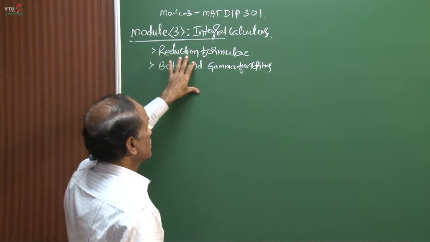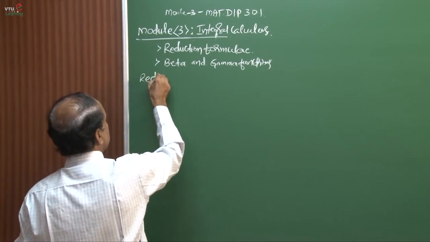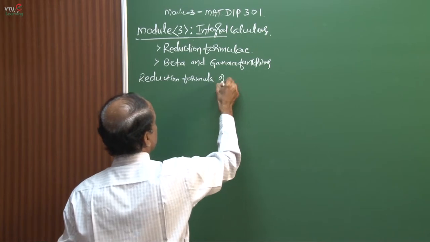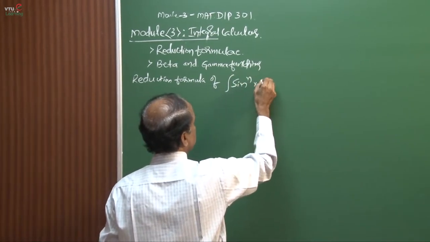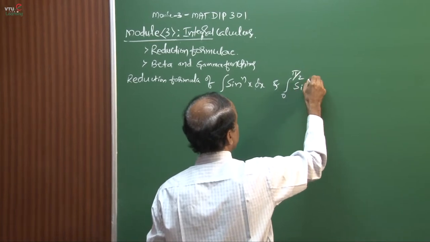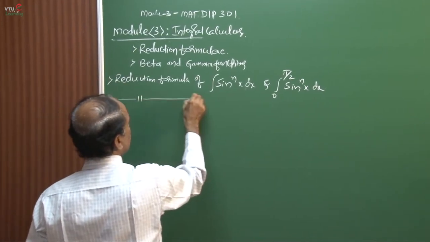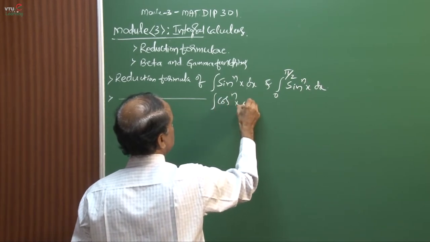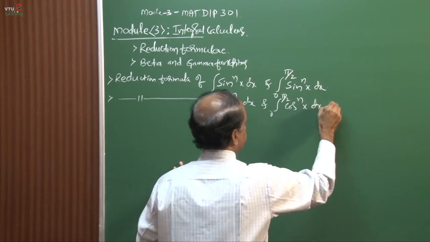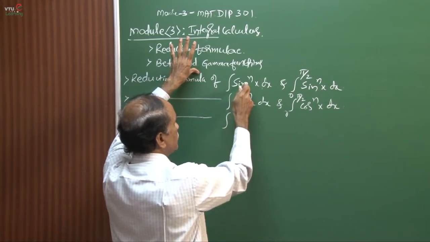Now let me start with the integral calculus, the first part of it, that is the reduction formula. Here the first topic includes three important discussions: reduction formula of integration of sin to the power n x dx, from 0 to pi by 2. This is the first one. Second one, reduction formula of cos to the power n x dx, from 0 to pi by 2. And the third one, the reduction formula of integration of the product of these two.